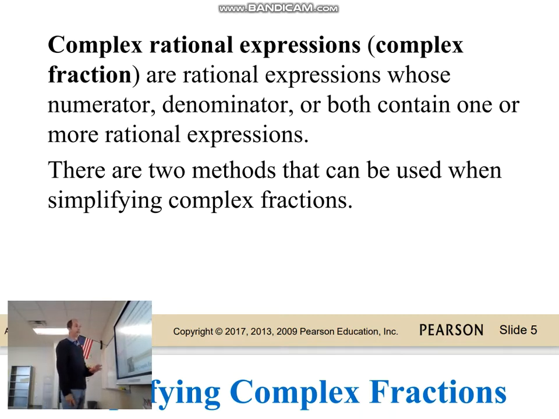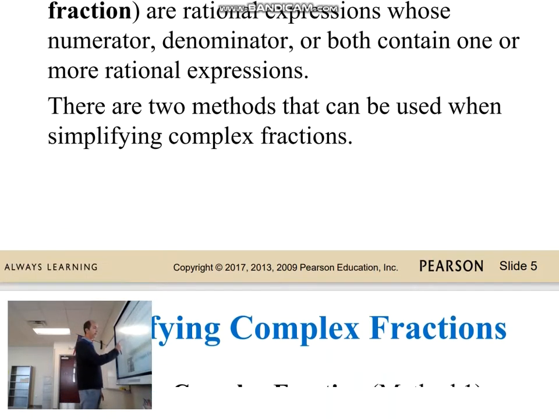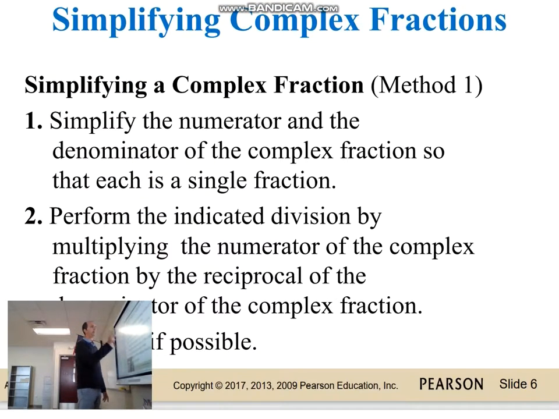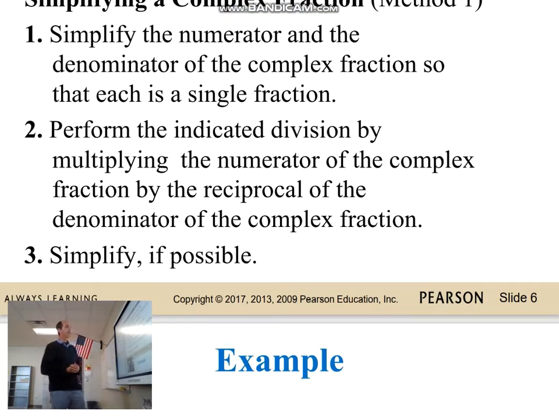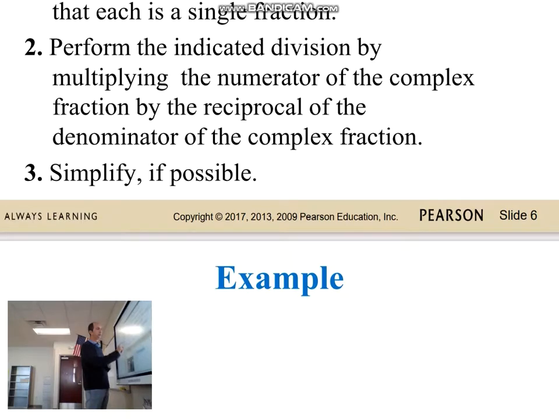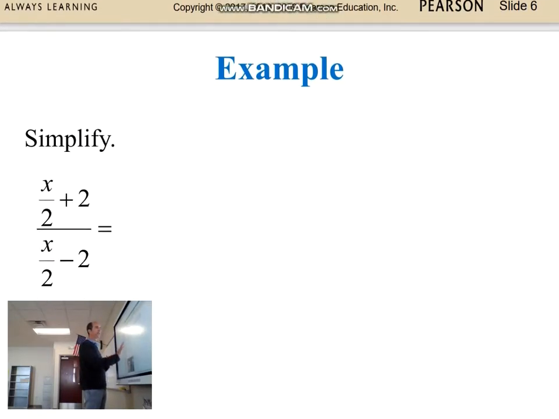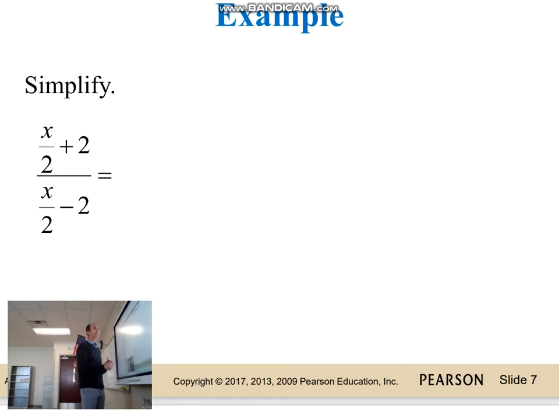There are two methods that can be used to simplify. Using the first method, number one, you simplify the numerator and the denominator of the complex fraction so that each is a single fraction. And number two, perform the indicated division by multiplying the numerator of the complex fraction by the reciprocal of the denominator of the complex fraction, and simplify if possible. Let me show an example so you can understand how this works step by step.